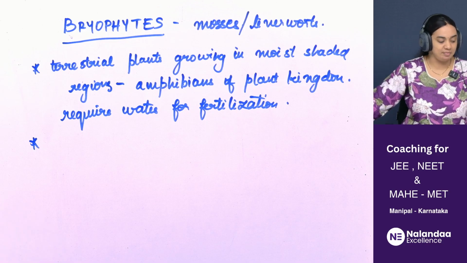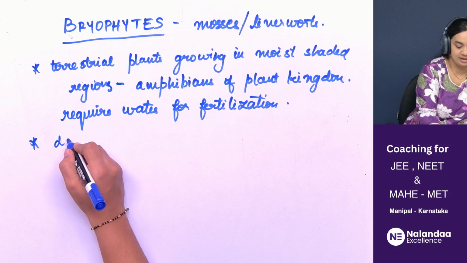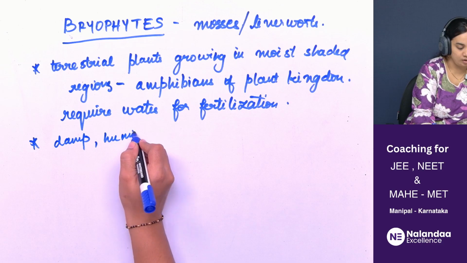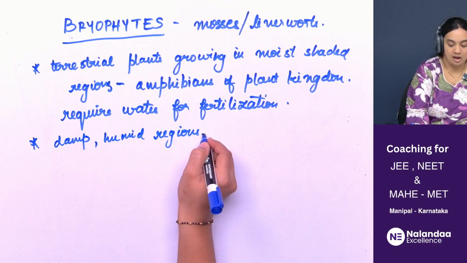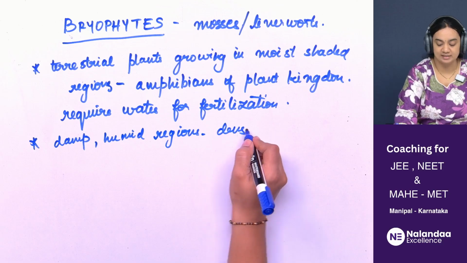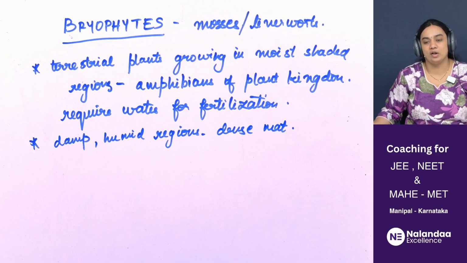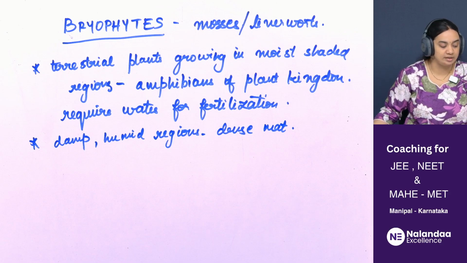Okay, making them amphibians of plant kingdom, and they occur in damp, humid regions, and they occur as dense mats on compound walls and on soil and all that. So usually during rainy season you will see abundance of mosses. Is this clear? So this is about where we find them generally.